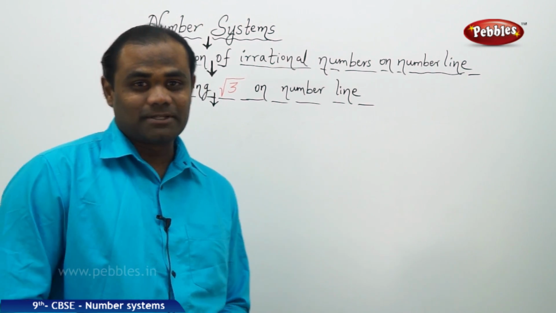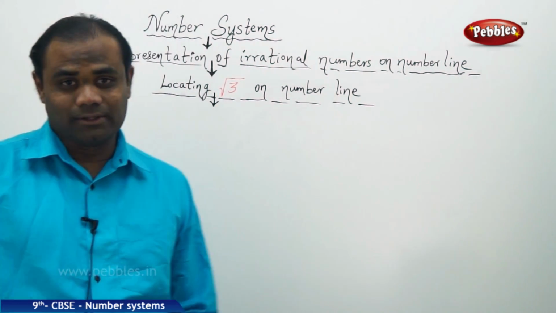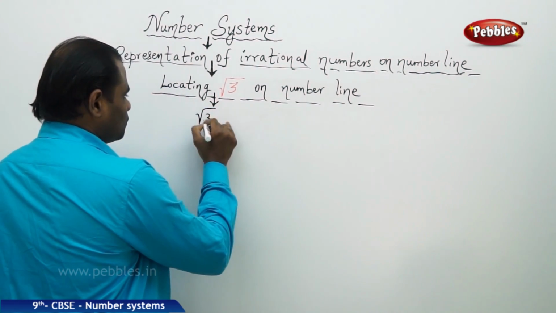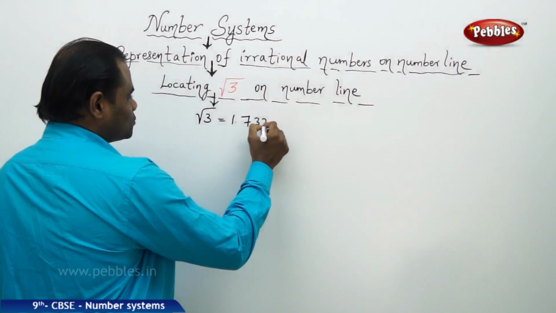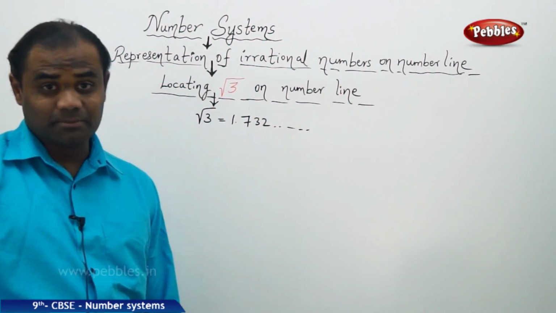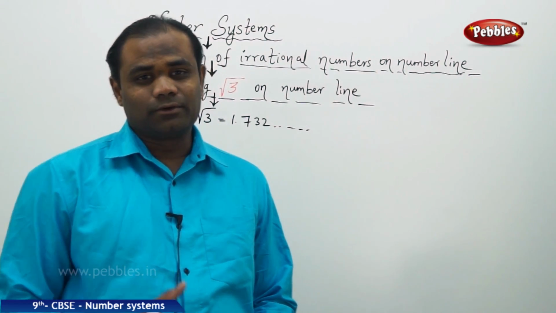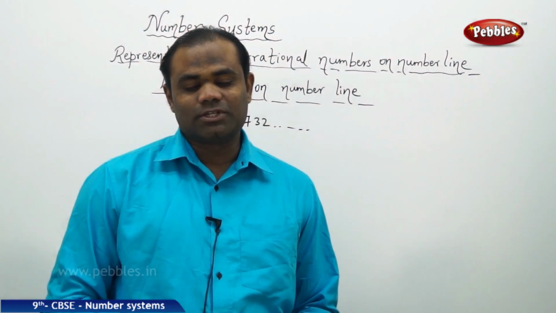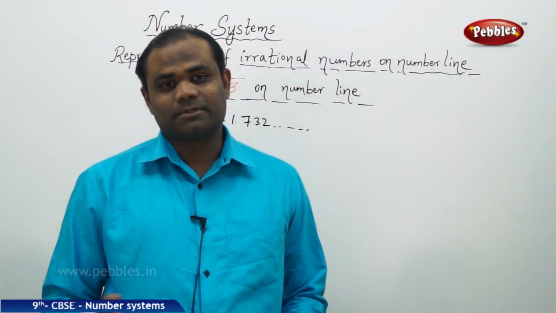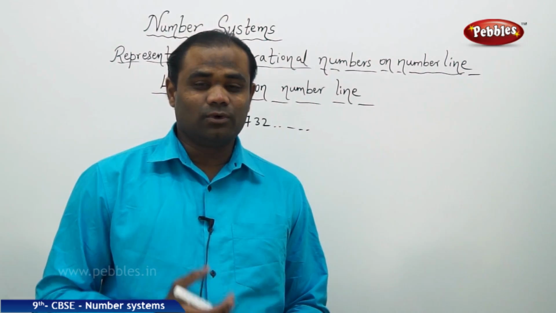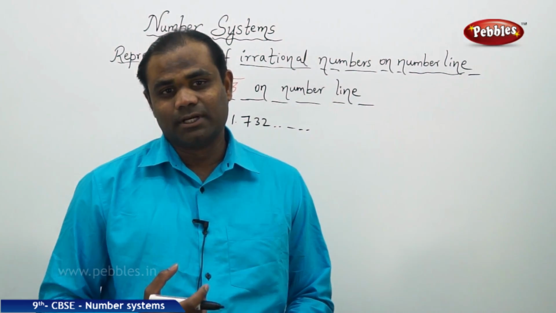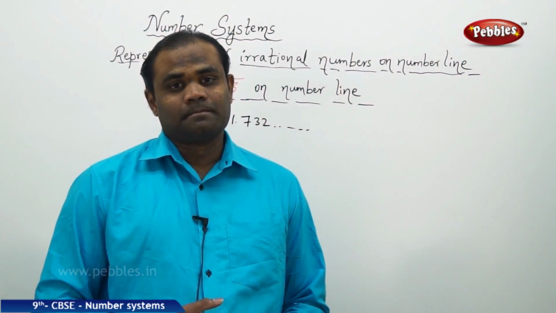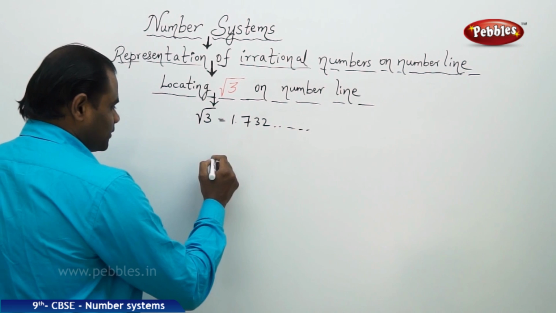Next, let's see how to represent the irrational number root 3 on the number line. Of course, root 3 has the value 1.732 and so on and so forth in its decimal representation. So this irrational number root 3, I would like to represent on the number line, just like root 2. So let's see what geometrical concept can be used in case of root 3 to construct on the real number line.